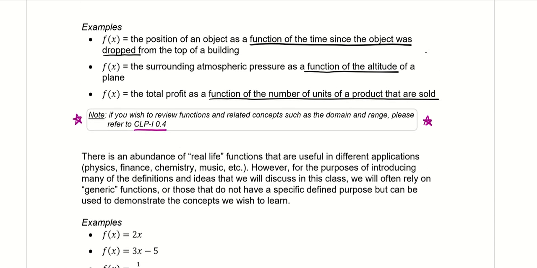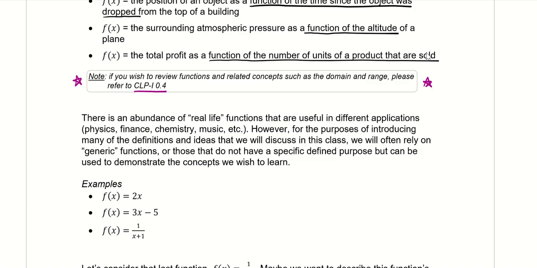So these examples that we just looked at are real life examples, and there's an abundance of these that we could use in, say, physics, finance, chemistry, music, things like that. But as we'll see, for the purposes of introducing a lot of this stuff, especially here at the start, we're going to basically rely on just some generic functions. We might not know exactly what they're doing. We might not know what x is. We might not know what the function is. They're mostly just there to help us demonstrate the concepts that we want.